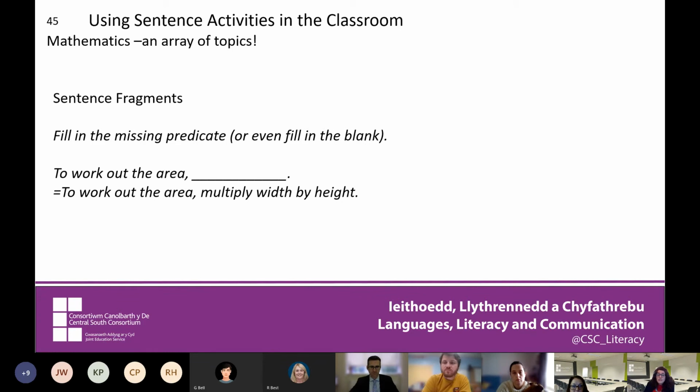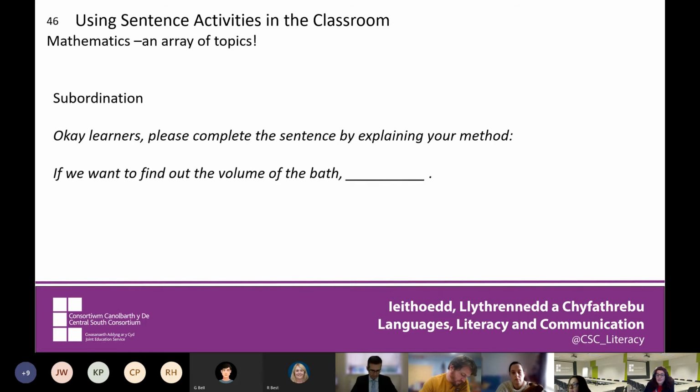You can try it for fragments as well. Okay, learners, the predicate is missing, or even fill in the blank, depending on how bogged down you want to get with the terminology. To work out the area, blank. So you'd want them to say something like, to work out the area, multiply width by height. So it works again.